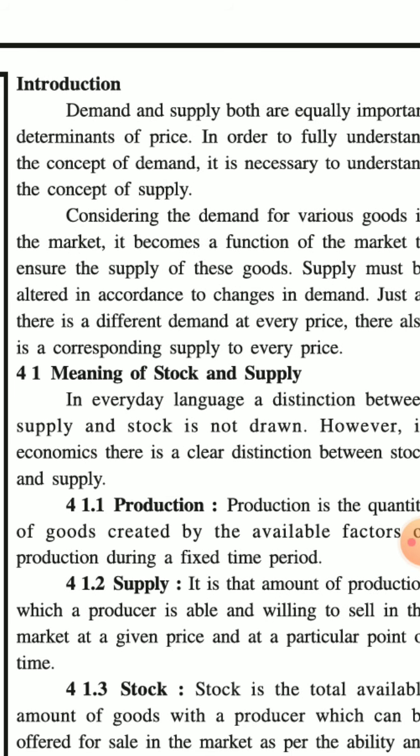When the price is 5 rupees, you know what the demand is. When the price is increased to 10 rupees, you know what the demand is. If the price increases to 15 rupees, you know what the demand is. So when prices rise from 5 to 10 to 15 rupees, demand is falling, people's demand for that good is falling.